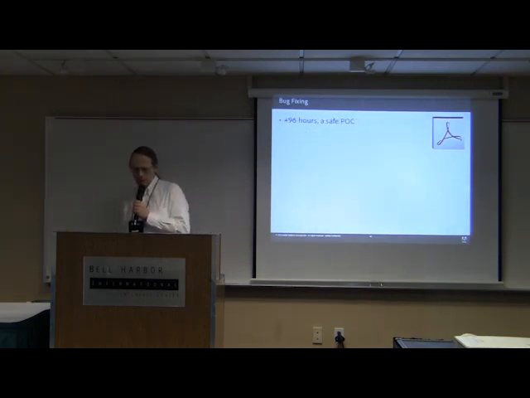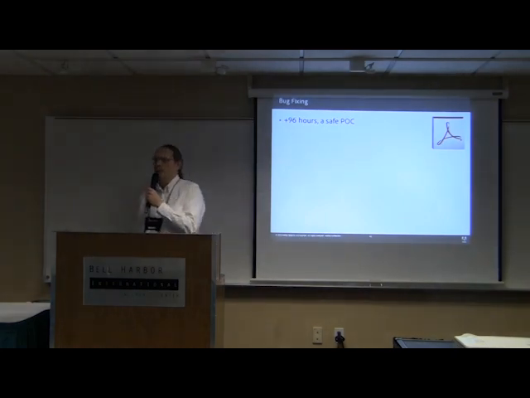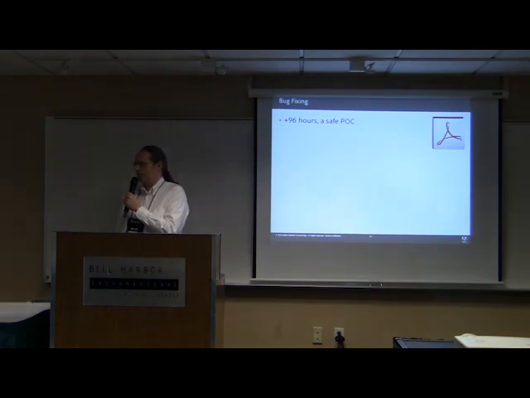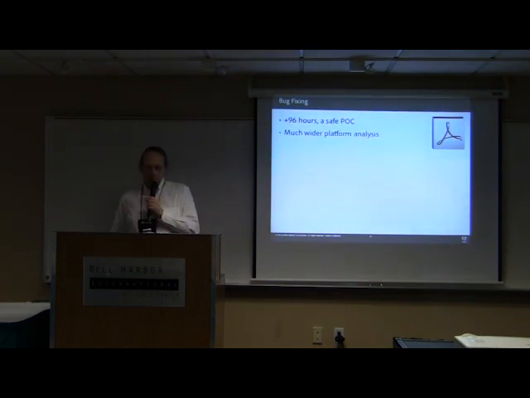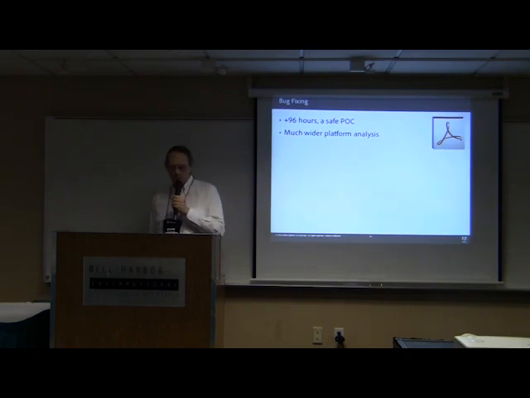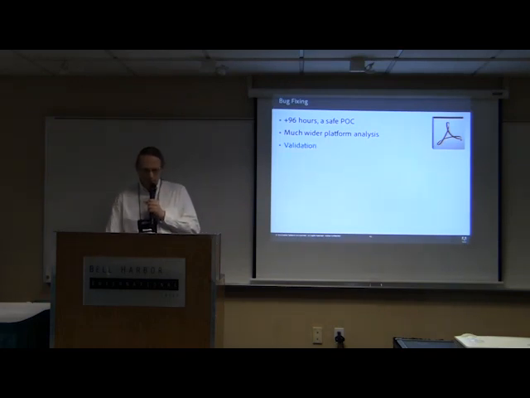Again, follow up. By 96 hours, we've got a full safe proof of concept file. That means we can start debugging it properly on Windows, making sure the fix applies there, what modifications are required to it. Yeah, so the much wider platform analysis. It also means that we can start testing on other versions. I mean, we started with Acrobat 9, and we spread out, okay, is this an Acrobat 8 issue? Is it a 10 issue? Validate the fix again, as before.